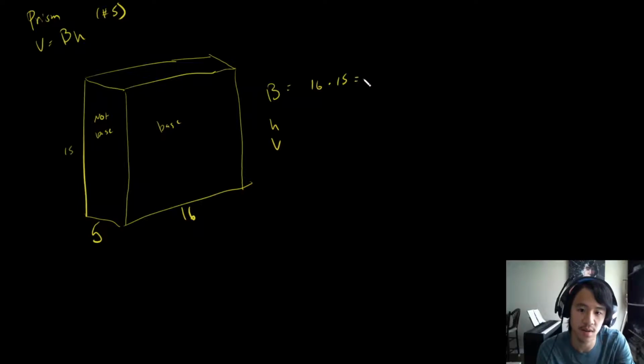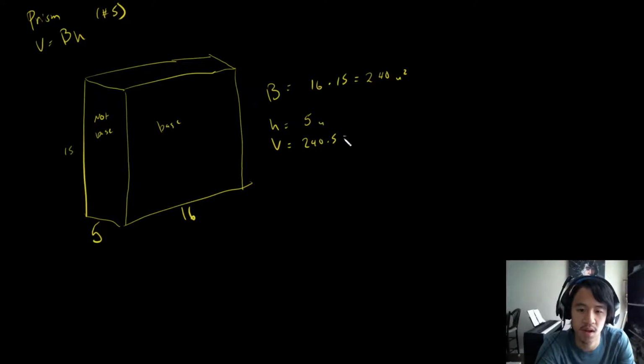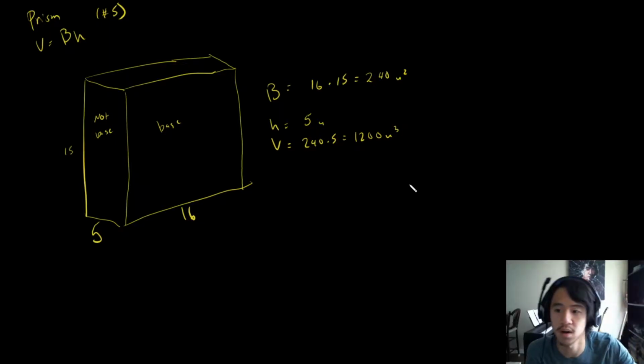And this is going to be equal to, let's see, 240 units squared. So 16 times 15, you can plug it into your calculator. You get 240 units squared. And h is going to be the height of our prism, which is 5 units. So our volume, remember it's big B times h. So that is going to be 240 times 5. That's going to be 1,200 units cubed. All right, so that's number 5.